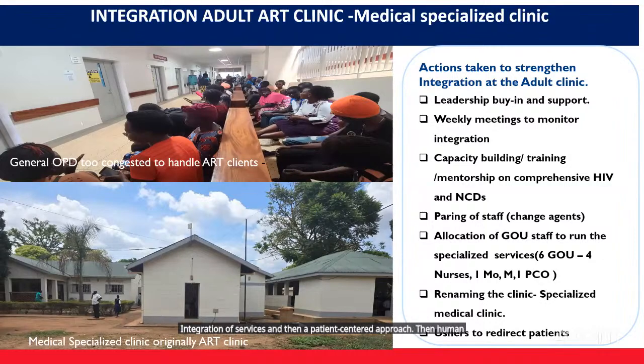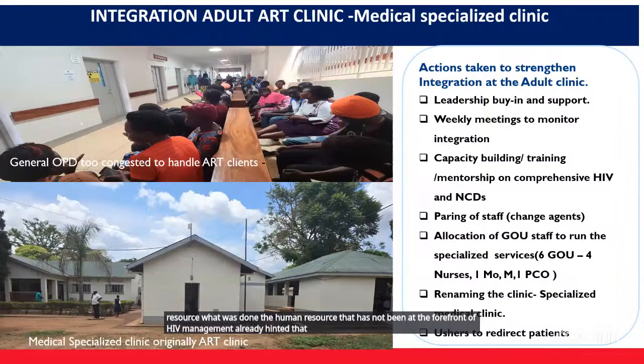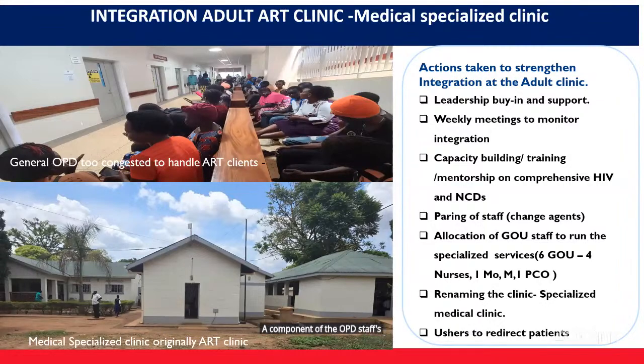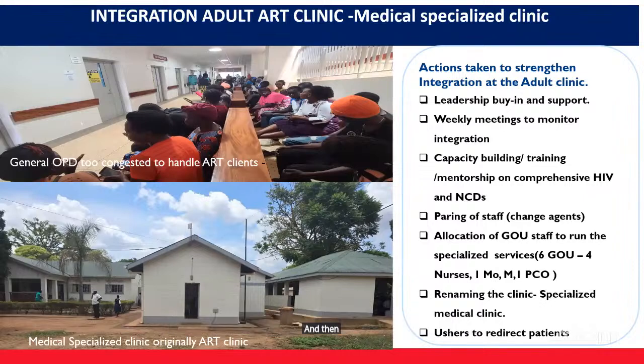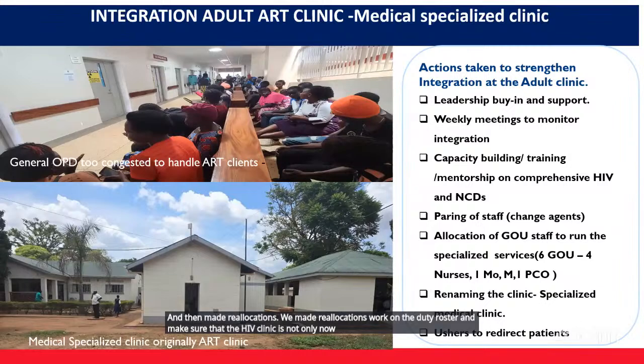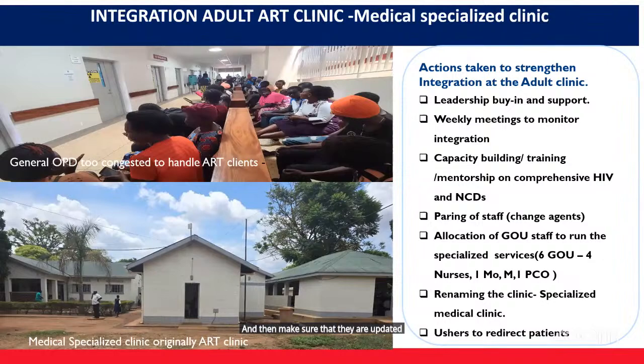Then human resource. The human resource that has not been at the forefront of HIV management hinted that they need an update training or mentorship to allow them to settle in the HIV clinic. So we conducted that training. A component of the OPD staff were supposed to train in 2 phases, and the first phase was trained. With the initial background of NCD management that they are good at in OPD, we added the component of HIV and made reallocations. We worked on the duty roster to make sure that the HIV clinic is not only left to the project staff, the G2G. Now we have the GOU staff allocated to the clinic. We are supporting them to settle and making sure that they are updated on managing an integrated approach.